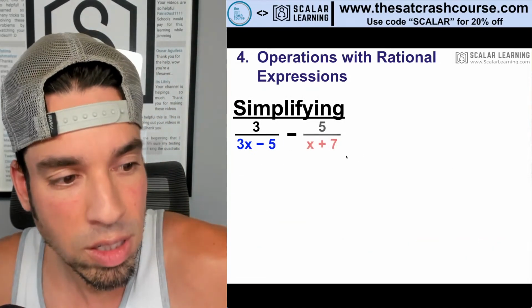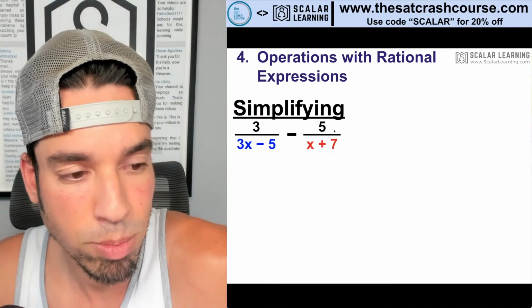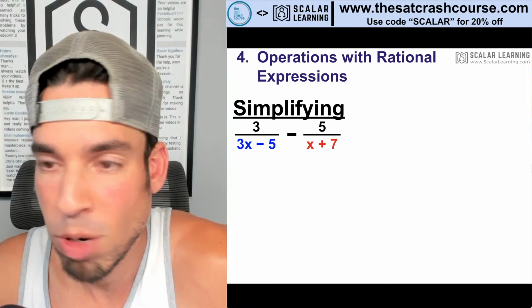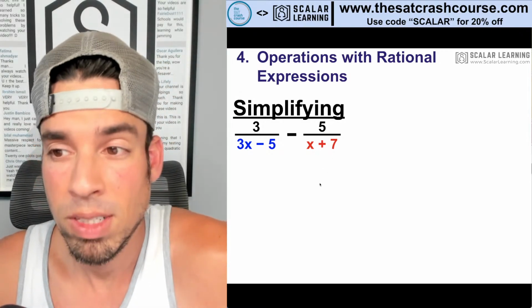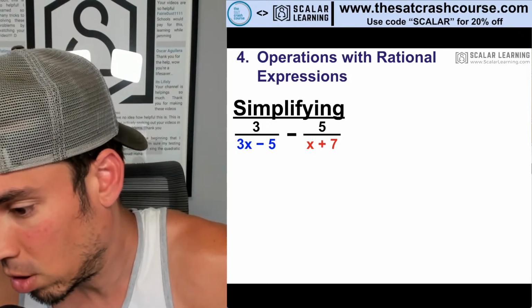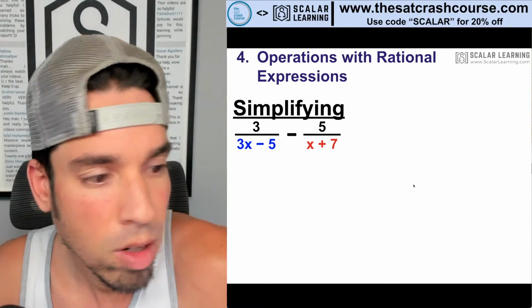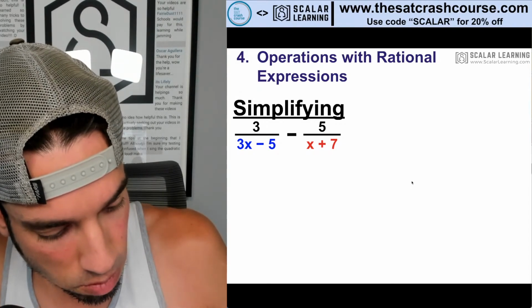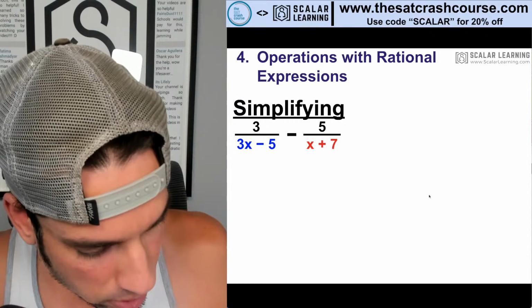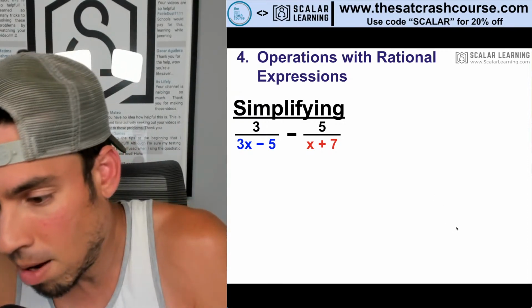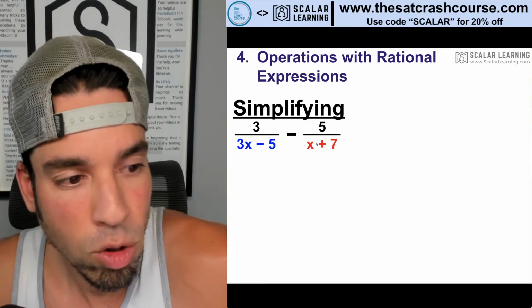Now we've got another example, but here we are subtracting two rational expressions. This I've definitely seen on the new SAT, ones just like this. So you definitely got to know how to do this. So check this out. We need to get common denominators here in order to combine these.